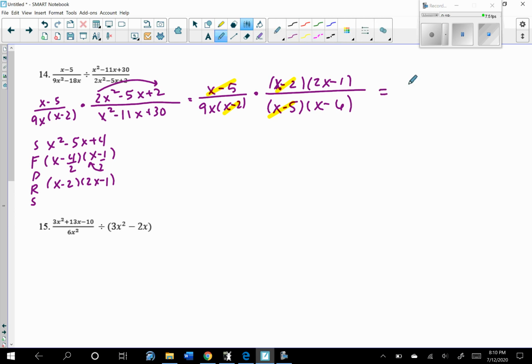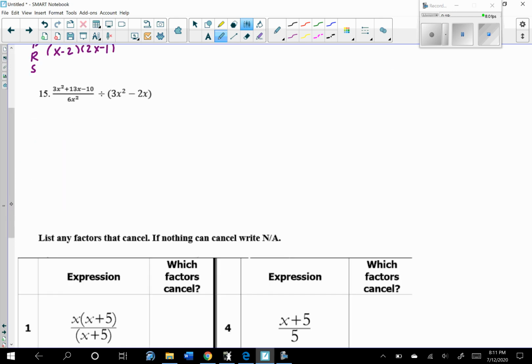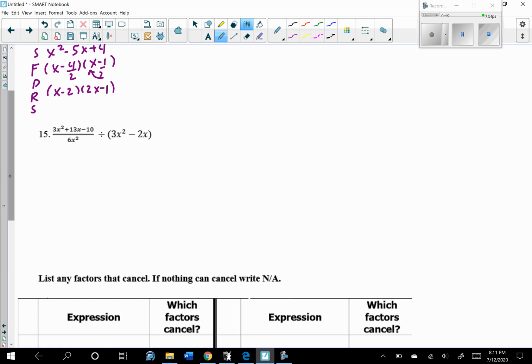So if I go straight across, I'm left with 2x minus 1 in my numerator over 9x times x minus 6. Of course, 9 breaks down into 3 times 3, but it doesn't cancel out with anything from my numerator. Go ahead and see if you do number 15 on your own. When you're done, you can unpause to check your work.